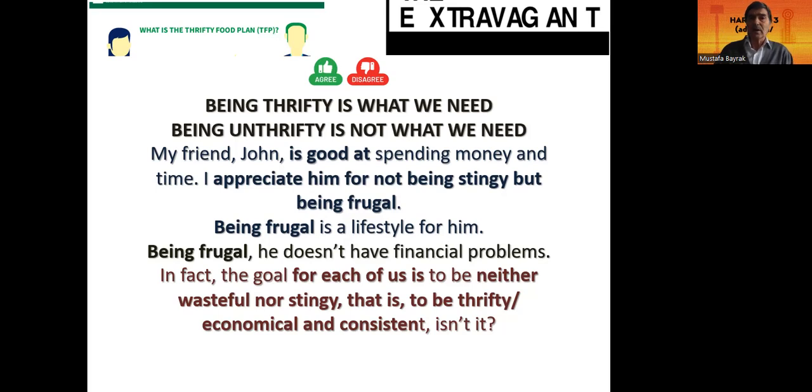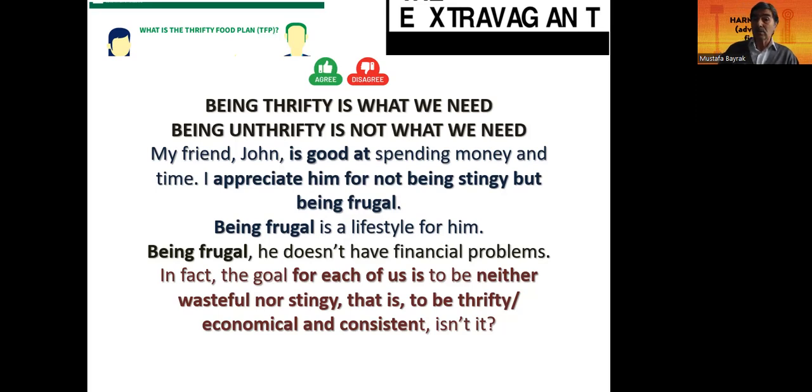Okay. My friend John is moderate at spending money and time. I appreciate him for not being stingy, but being frugal. Economical, frugal, thrifty. Yes, same thing. A beautiful human good quality, in fact, being frugal. Being frugal is a lifestyle for him. Being frugal is a lifestyle for my friend John.